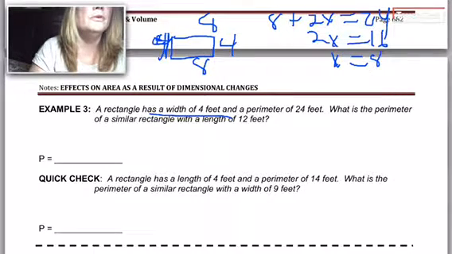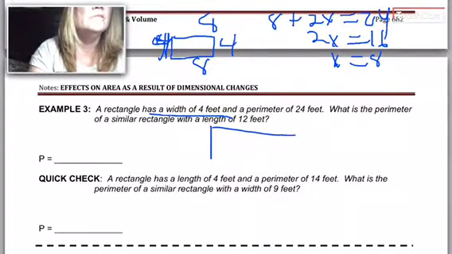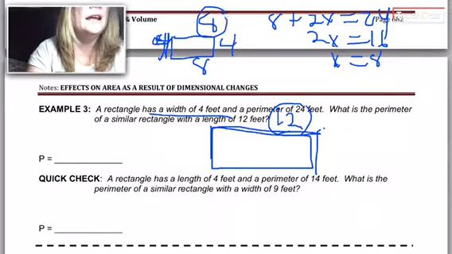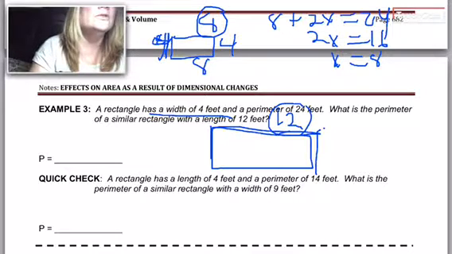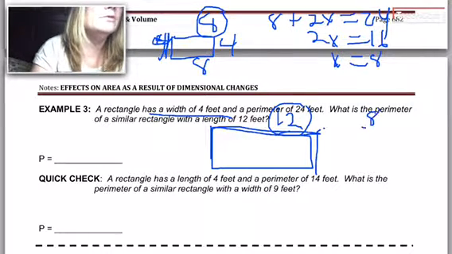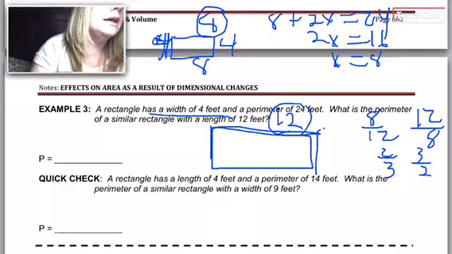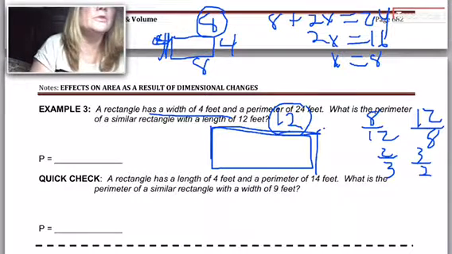Okay, what is the perimeter of a similar rectangle with a length of 12 feet? So here's my new one, and this rectangle, it's not supposed to be a rectangle, has a length of 12 feet. So the 12 and the 8 are the corresponding sides. That means my scale factor is either 8 over 12 or 12 over 8. Let's simplify those, they're divisible by 4, to 2/3 or 3/2.